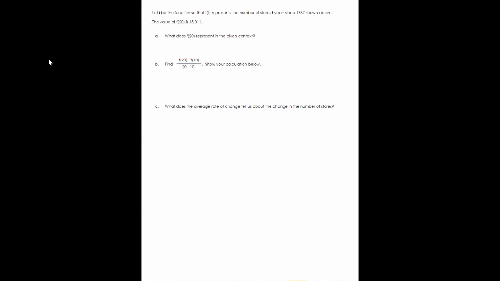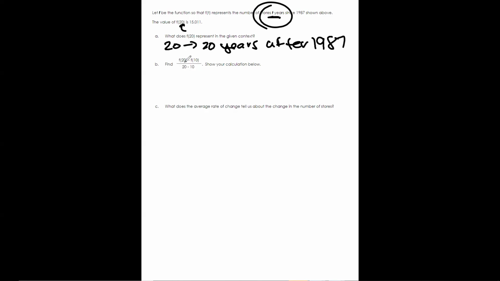Okay, so what does this 20 mean? What do they define it as? What does the 20 mean? Not the f of 20. Not the number of stores. What's the other part? Number of years. Okay, so 20 years after 1987, there were 15,011 stores. That's what this is saying. You have to be able to interpret what is going on in the word problem. This is on your EOC final exam and interim. It will be there.